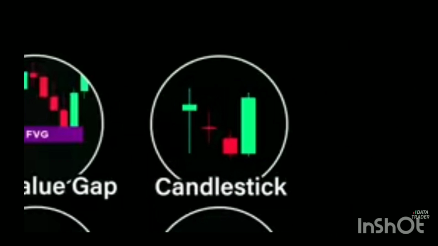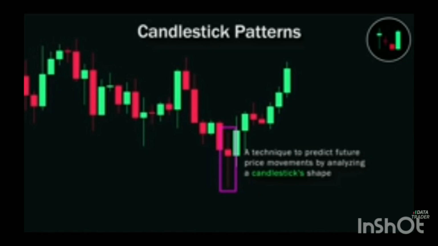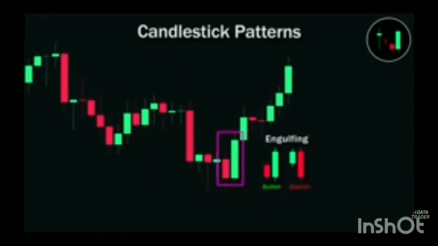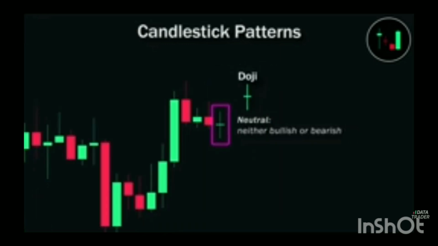Candlestick patterns. It is a technique that traders use to analyze future price movements by looking at specific candlestick shapes. Notable candlestick patterns include engulfing patterns, which signal strong momentum towards the direction of the engulfing candle, hammer and shooting star patterns, which indicate rejection as shown by the long wick on one side, doji patterns, which signal neutrality in the market.